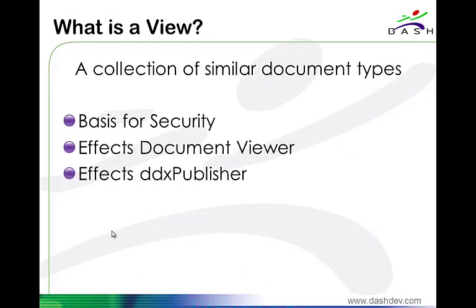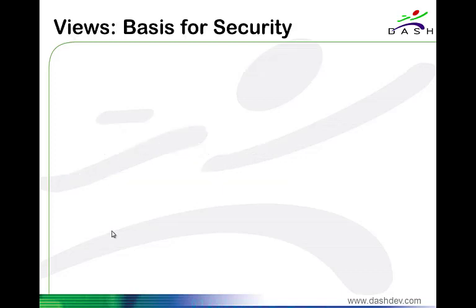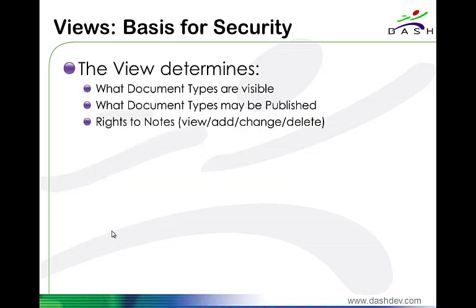So let's answer the first question here: what is a view? A view is a collection of similar document types. It becomes the basis for security, and it has an effect on what you can see and what you can do in the DDX viewer and in the DDX publisher. As a basis for security, the view determines what document types are visible and what document types may be published.